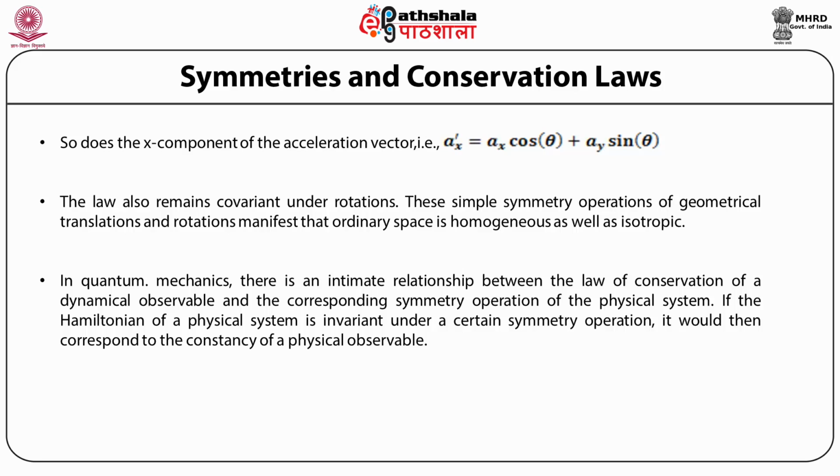We can see this through an example also. Supposing we take the Hamiltonian of a physical system and we say that the Hamiltonian is invariant under a certain symmetry operation, then it would correspond to the constancy of a physical observable. The symmetries may be broadly categorized in two groups. One, the geometrical symmetries associated with space and time, and two, the dynamical symmetries which are associated with the particular features of the interaction involved.